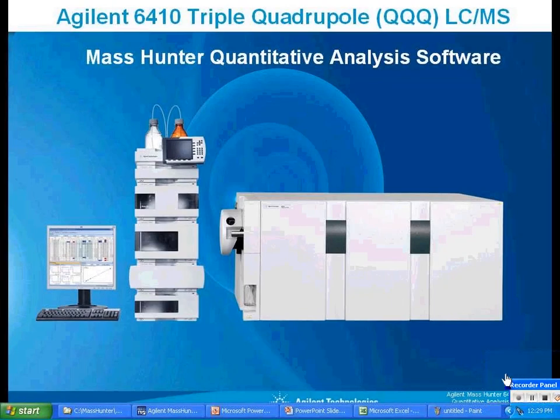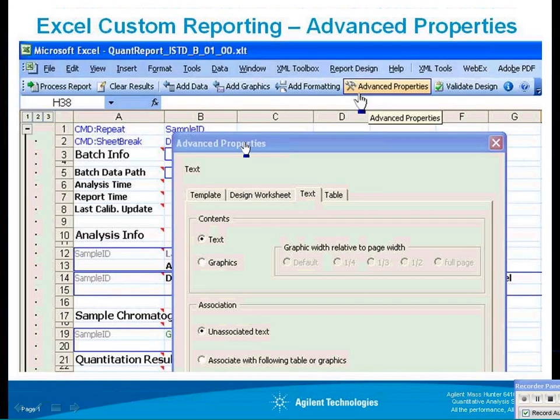I would like to talk a bit about the Excel custom reporting features and especially the advanced properties. In the advanced properties part of the toolbar, you will find a number of capabilities that I will walk you through that will allow you to format the design template such that you can control how things are laid out in the final report. And I'll go through those one at a time.